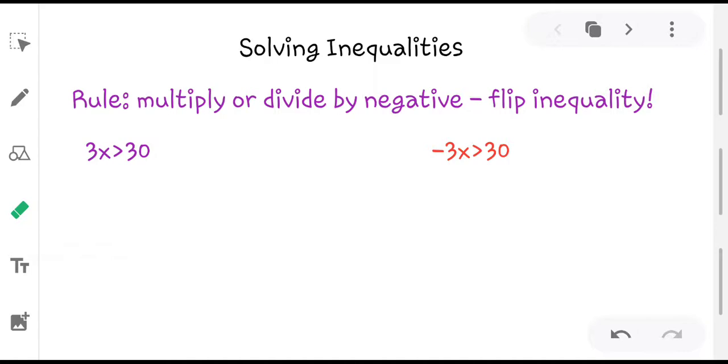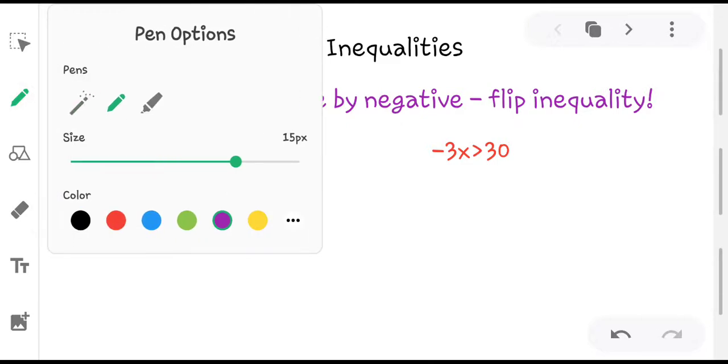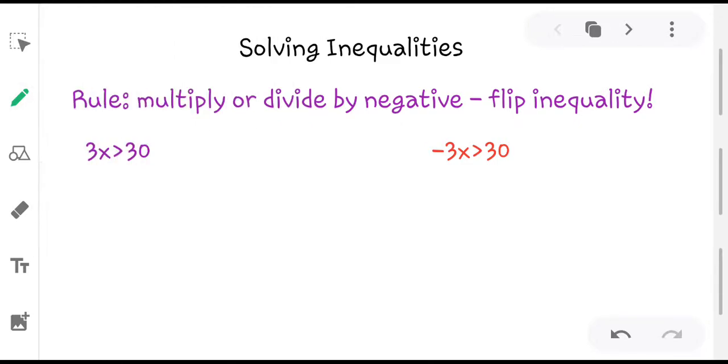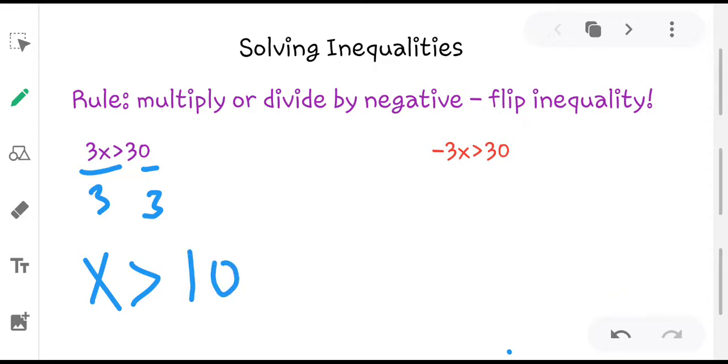So I'll start here. 3x is greater than 30. What we're going to do is divide by 3 to both sides. And you'll see that x is greater than 30 divided by 3 is 10. Same thing over here, so if we're going to solve this question, this time we're just dividing by a negative 3 to both sides. And when we do that, we get x, and when we do 30 divided by negative 3, we get negative 10.